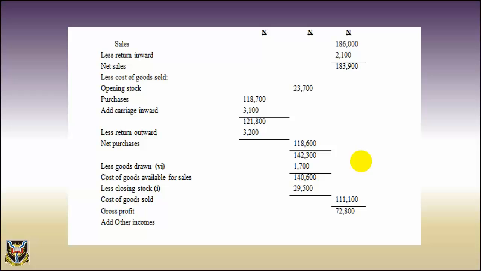Making 142,300. Less goods drawn, 6, 1,700. Cost of goods available for sales, making 140,600. Less closing stock, 1, 29,500. Cost of goods sold, 101,100. Gross profit, 72,800. Add other incomes.